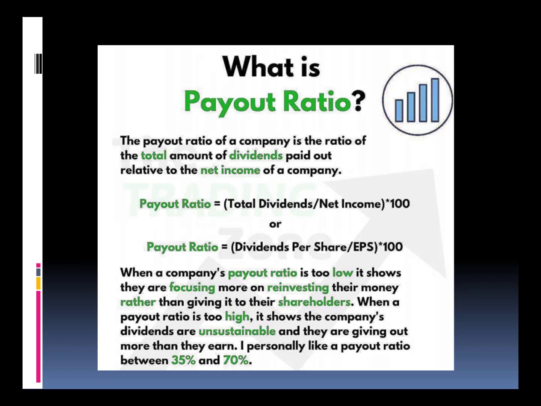For the dividends, we continue because we always talk about payout ratio. It's important to understand what it is. The payout ratio of a company is the ratio of the total amount of dividends paid out relative to the net income of a company. This also gives a very insightful idea of the financial health of the company. When a company's payout ratio is too low, it shows they are focusing more on reinvesting their money rather than giving it to the shareholders. When a payout ratio is too high, it shows the company's dividends are unsustainable and they are giving out more than they earn. I personally like a payout ratio between 35% and 70%.